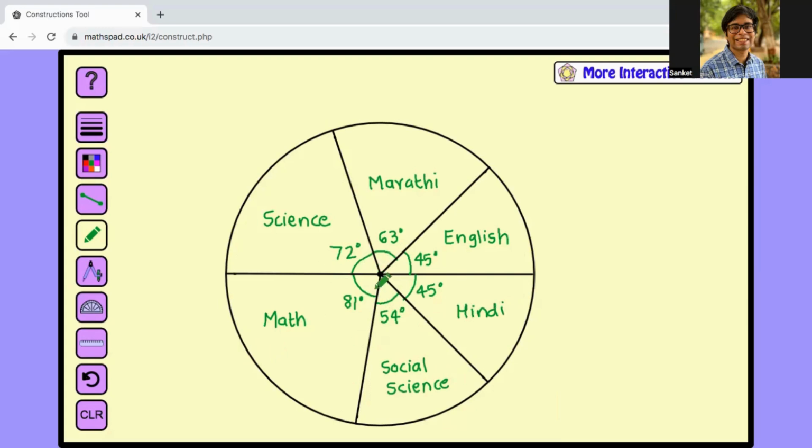With this, my pie diagram is done. All the labeling is done. I hope this is clear. Thank you.